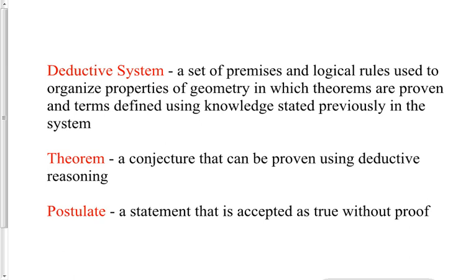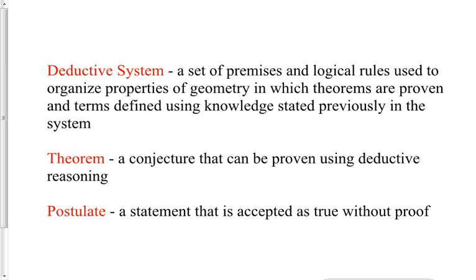Now, a theorem is a conjecture that can be proven using deductive reasoning. Think back to inductive reasoning, when we based our conjectures off of patterns or observations. If that pattern broke down, then our conjecture was wrong. Well, now when we use deductive reasoning and we prove something to be true, it becomes a theorem. And there's no going back on theorems. They become facts. They cannot be wrong.